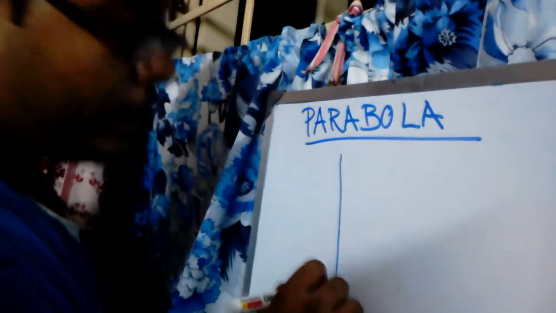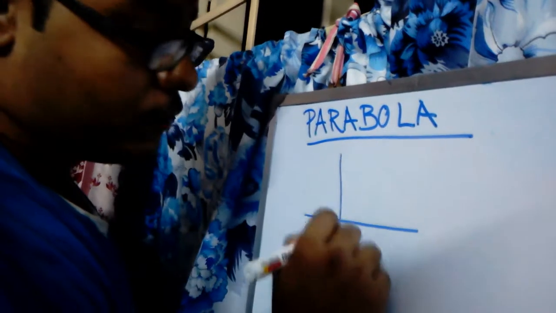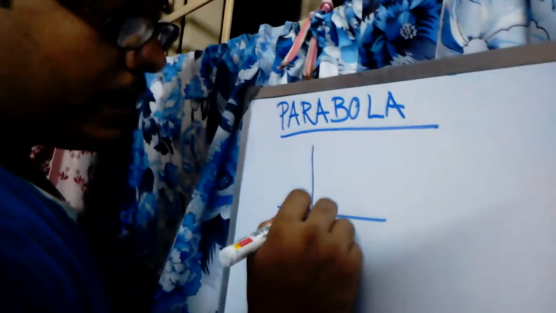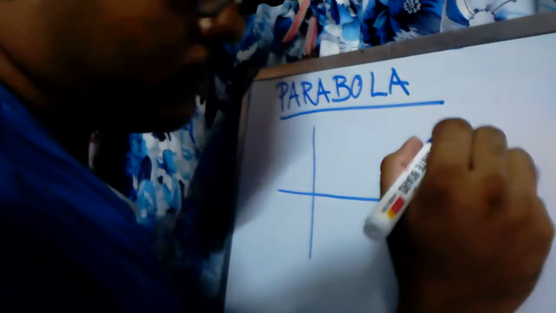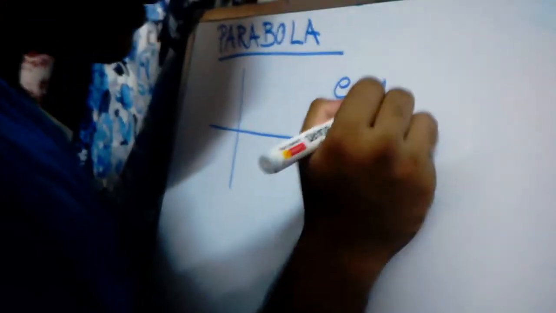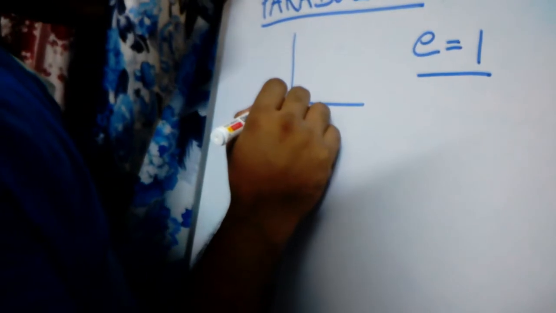Today I am back with a new session on parabola. Today I am going to discuss the basic concepts of parabola. Now, what is a parabola? A parabola is a locus of a point when the point is moving in such a way that its eccentricity is equal to 1. E is equal to 1. E represents eccentricity. Now, what is eccentricity?